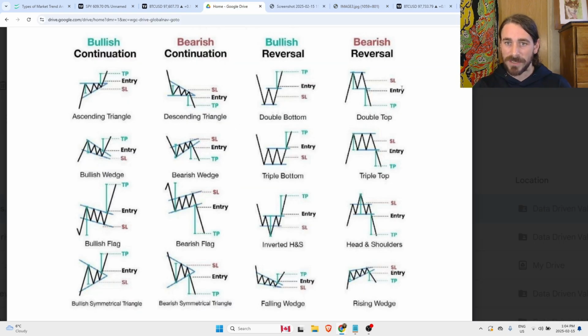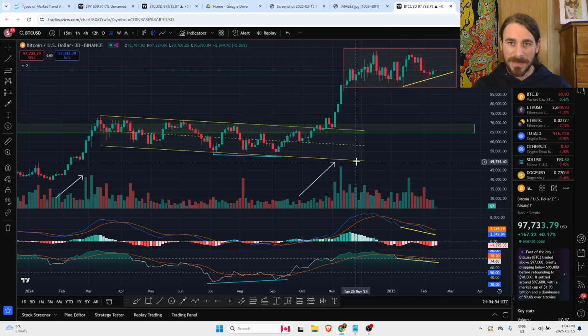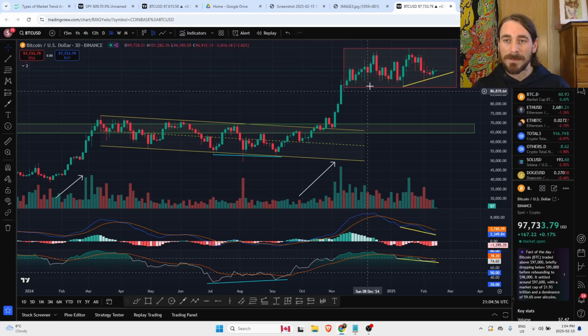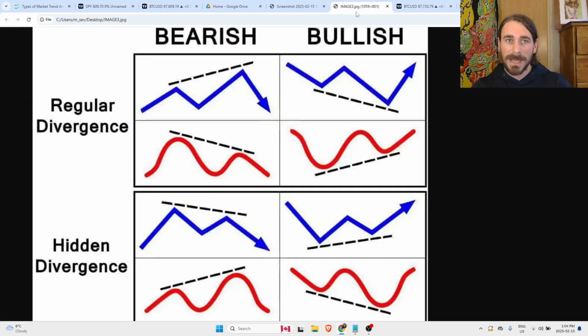So a bearish reversal, like a double top, triple top, head and shoulders, that kind of thing. That's going to be your signal that we're losing momentum. That might be the potential top, and we might be due for a reversal. So just pay attention to that.